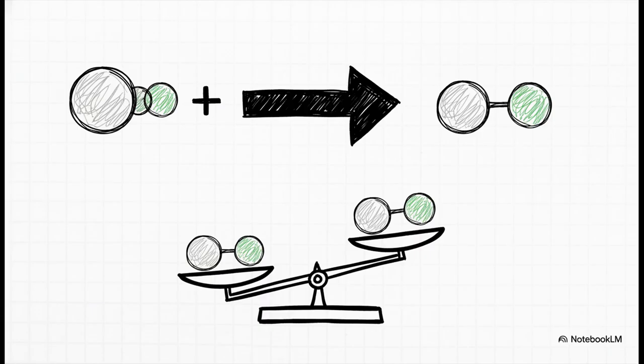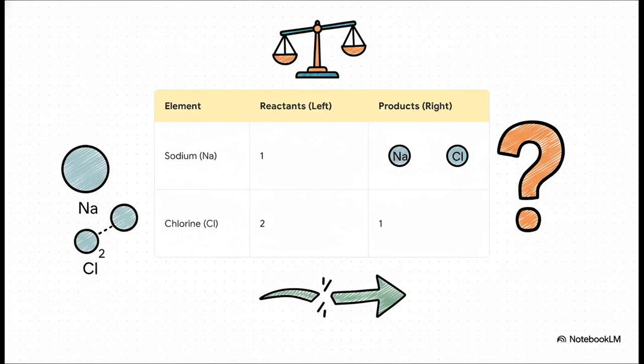Even just looking at it, you can probably tell something's a little off, right? Let's do a quick count just to be sure. And when we lay it out like this, the problem just jumps right out at you. Sodium's fine, 1 on each side. But look at the chlorine.